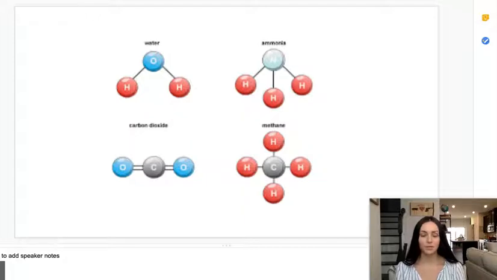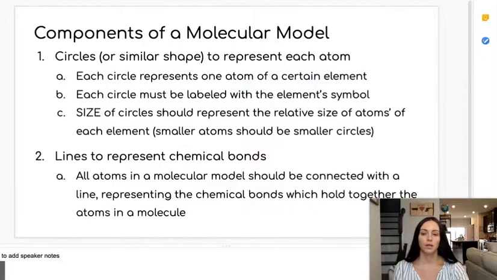Here are some examples of some relatively small, simple, non-complex molecules. As we can see the shape of the compound, we can also see which atoms are bonded to which, and we can see the type and the number of atoms that are present. Regardless of the complexity or the size of the molecule, the components of a molecular model are always the same, and there are only two.